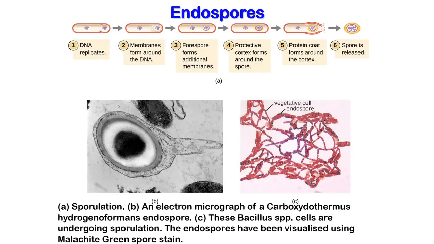On this slide, we've got a brief summary of the sporulation process. Okay, so it's really important that you know the steps of this process. Make sure you know that. And we've also got a close-up image of a spore on the left. And we've also got an image of a vegetative cell producing endospores. Right. The endospores are the small circles in green.